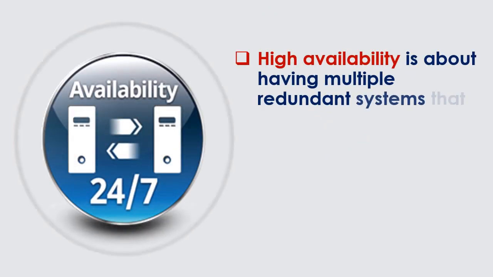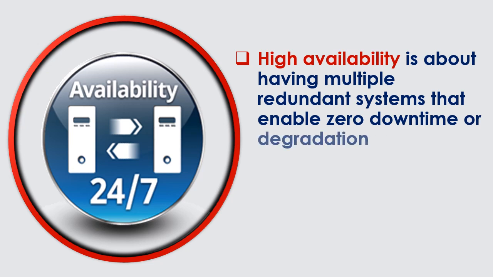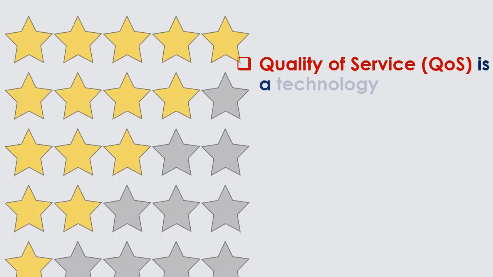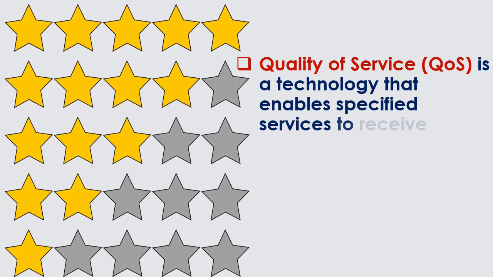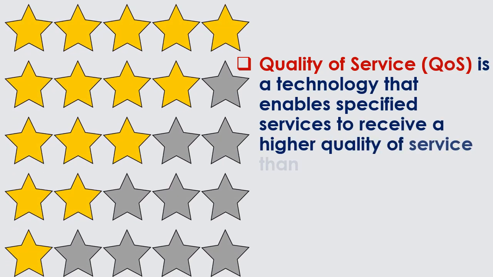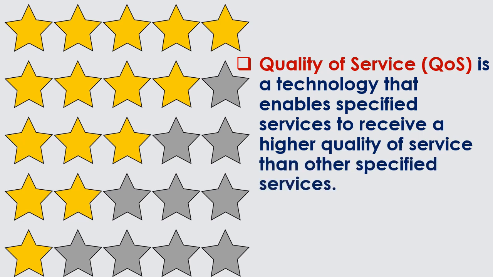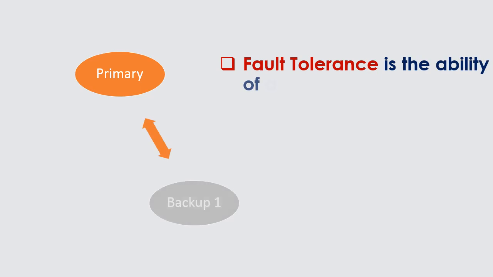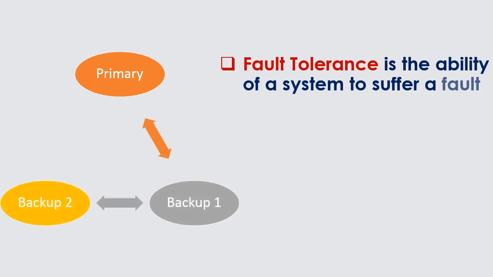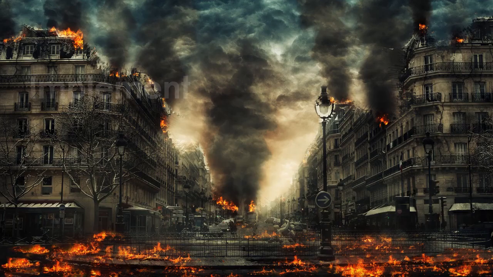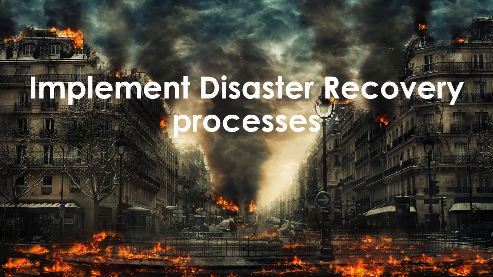High availability is about having multiple redundant systems that enable zero downtime or degradation for a single failure. Quality of service, QoS, is a technology that enables specified services to receive a higher quality of service than other specified services. Fault tolerance is the ability of a system to suffer a fault but continue to operate. Implement disaster recovery processes.